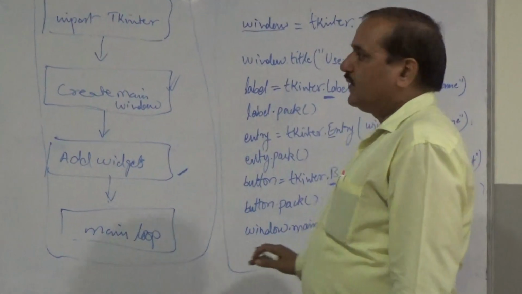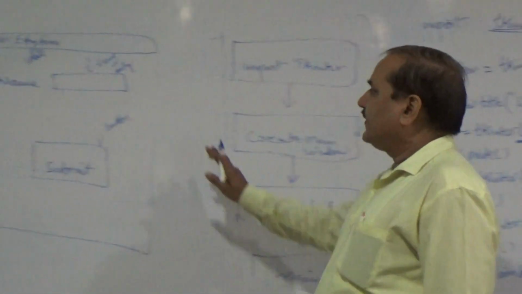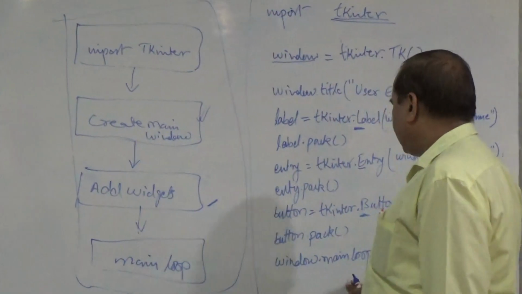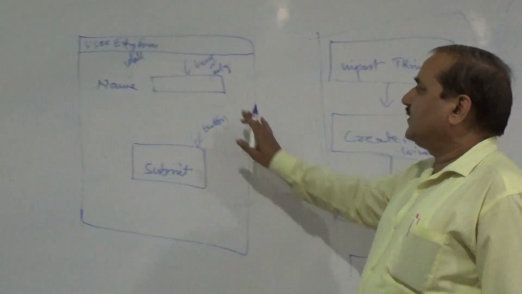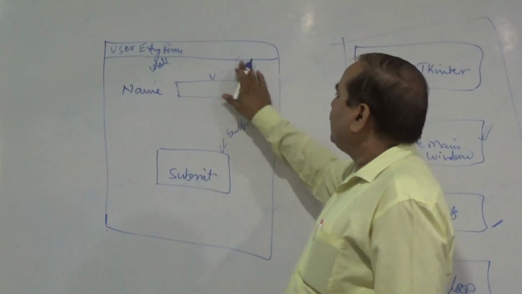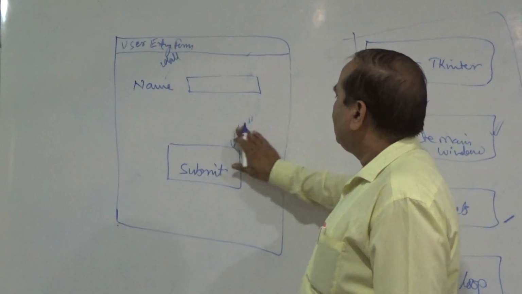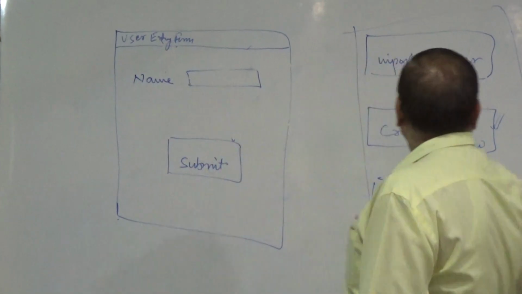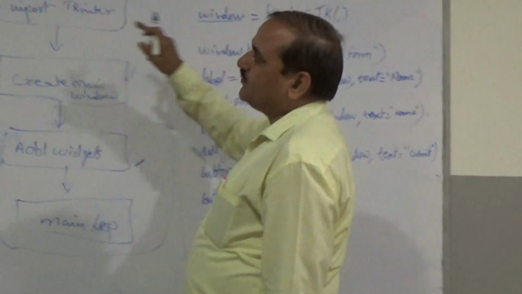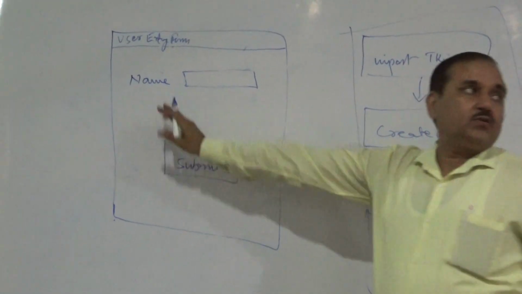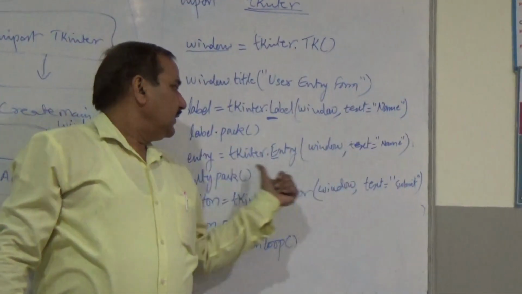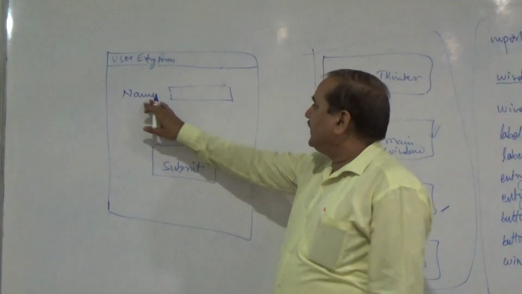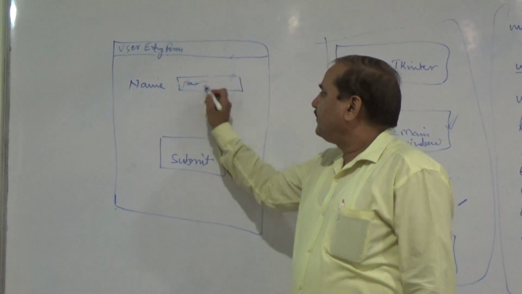Whenever we run the program, after that we will get the output like this one. So the final output will appear like this. The title will be user entry form, because we have written user entry form here. The label is name, so we have mentioned name as the label. Here the default text is name, so we have given name here. So here it will come as name.